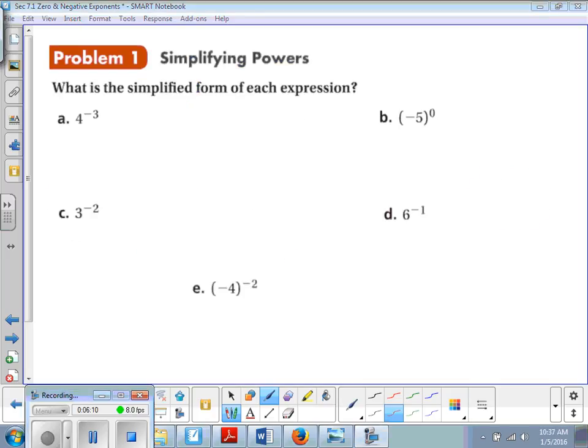Problem 1. What is the simplified form of each expression? Okay? And again, all you're going to do is put it over 1, flip it, then the exponent becomes positive. So, we're going to put this over 1. We're going to flip it. And then we end up with 1 over 4 to the third.